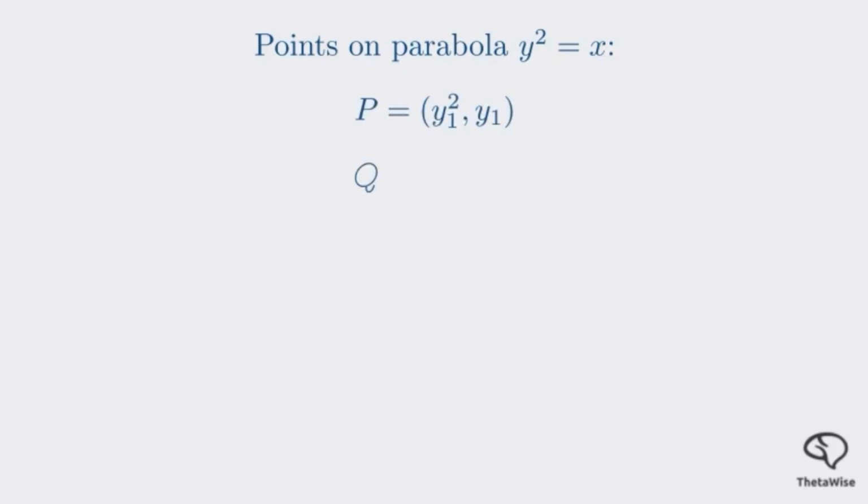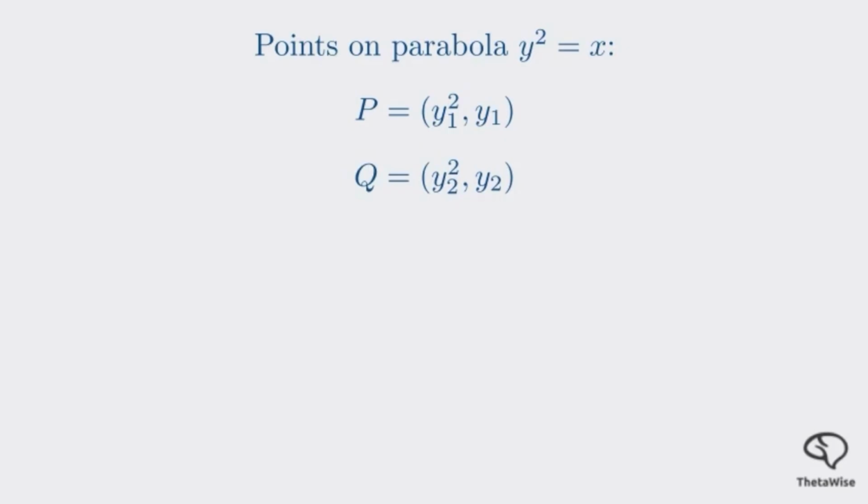First, let's derive the locus S. We'll start with two arbitrary points on the parabola y squared equals x. Let's call them P and Q. Their coordinates can be written in terms of y. P is at (y1 squared, y1), and Q is at (y2 squared, y2).